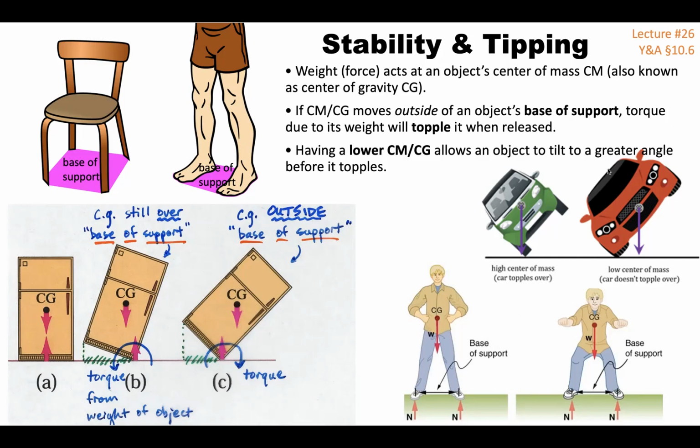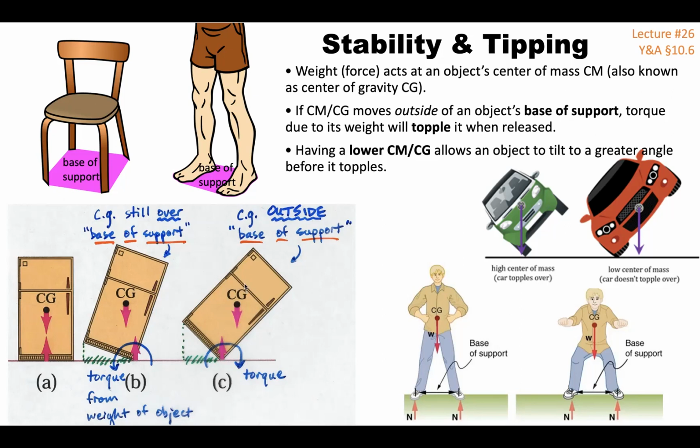So take the example of this red sports car here. Even though the sports car has been tipped up and over, notice how the center of mass, or center of gravity, is still over the base of support of the car. So as a result, if you were to release it from rest at this position, it'll right itself and return back to its original position.